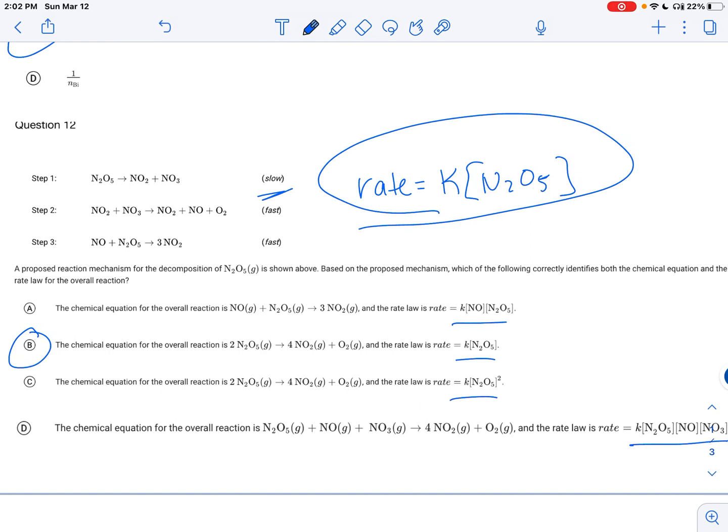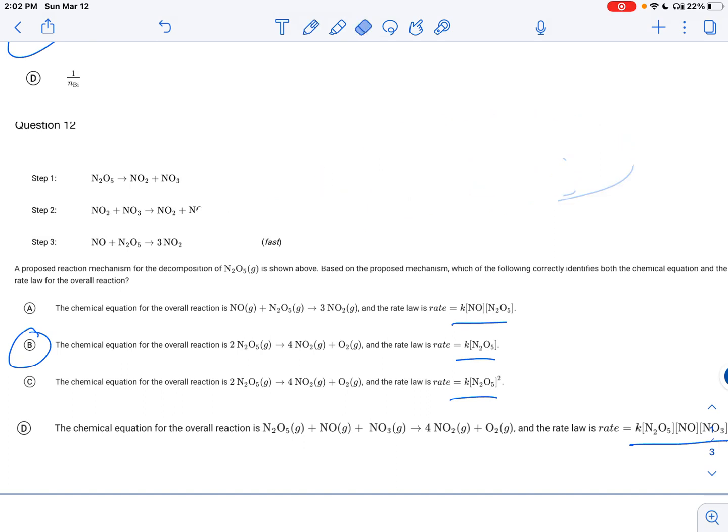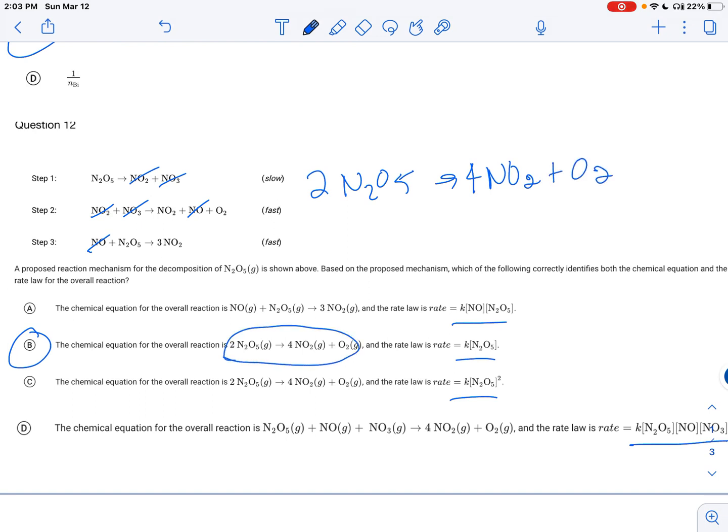If you wanted to do the overall equation too, which I don't recommend doing because that's a big waste of time, but you can while you're practicing. If you just want to practice, that's fine. So we have NO2, NO2, NO3, NO3, NO, NO. So we would get N2O5, two of them, goes to 4NO2 plus O2. Yep, and that's what it is. So you can do that, but you don't have to.